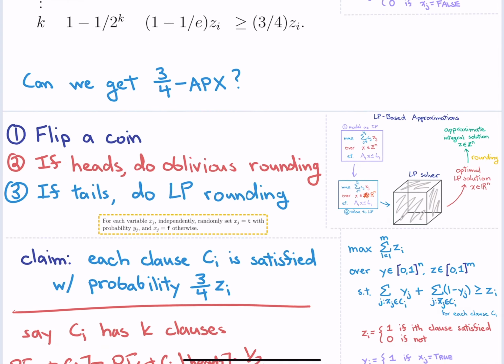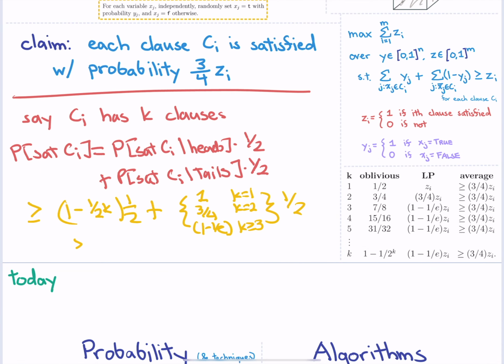Okay. So for any value of k, you're going to get at least 3/4, right? Now any clause is satisfied with probability at least 3/4. So by linearity of expectation, you'll get at least 3/4 of the clauses on average. Okay, so it's a fun way to leverage randomization.